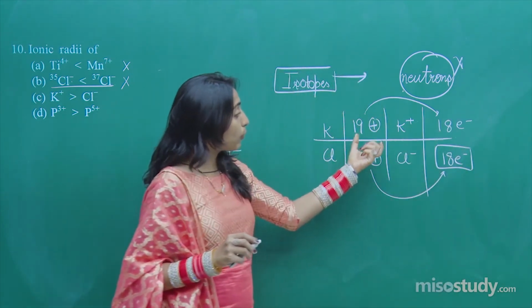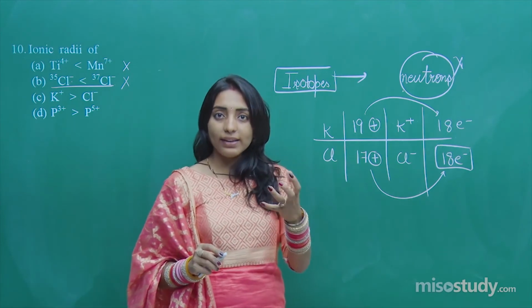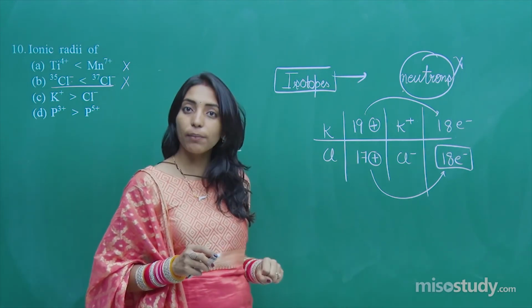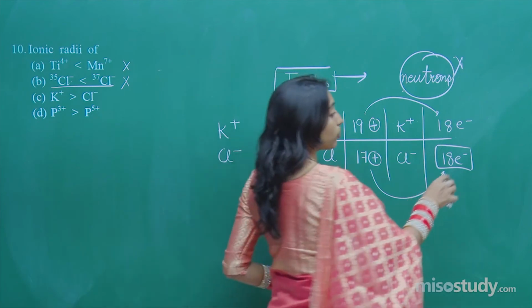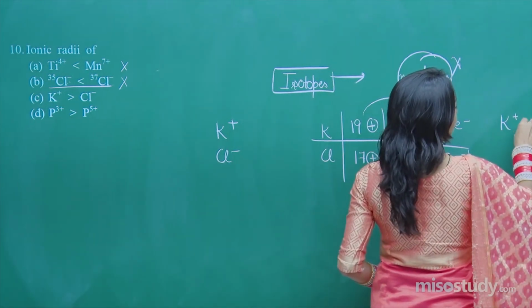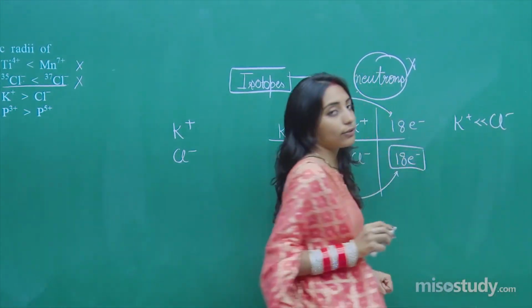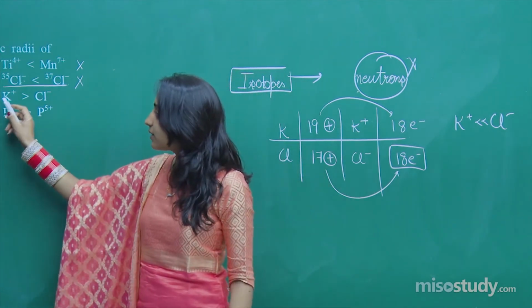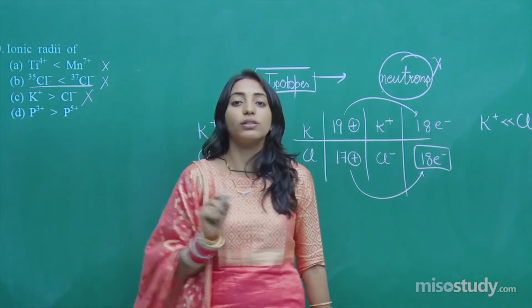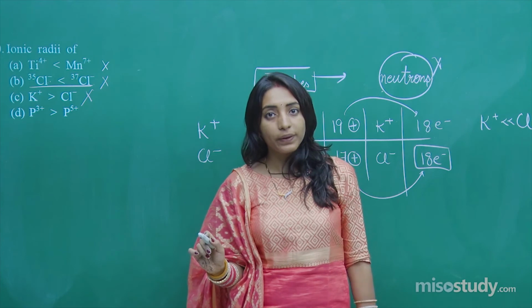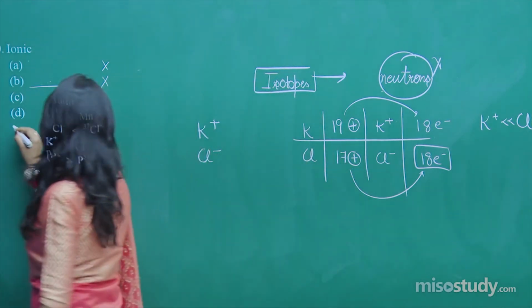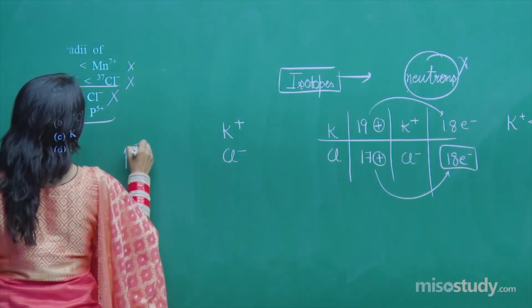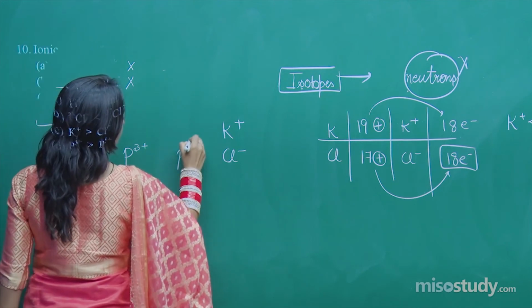So when the number of protons will be more, then they will be able to hold the same number of electrons more tightly. So I should be saying the size of K plus should be lesser than the size of Cl minus. But what has been said is K plus is greater than Cl minus, so this is again wrong.